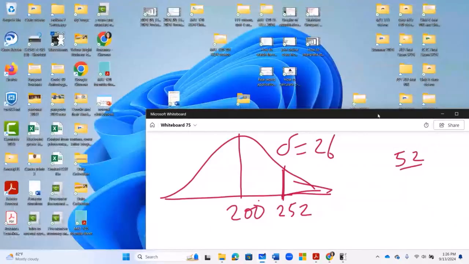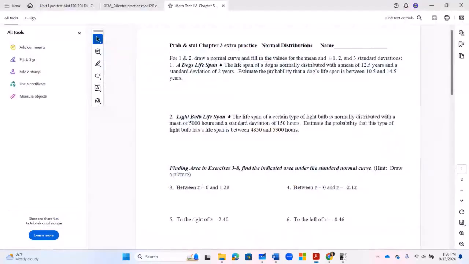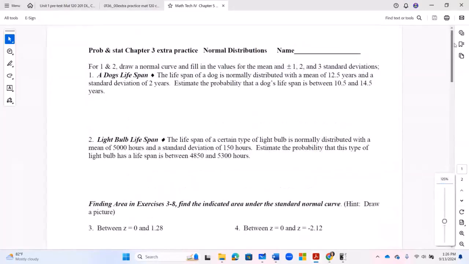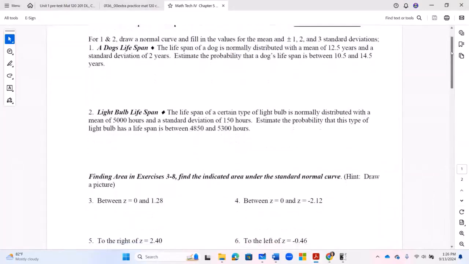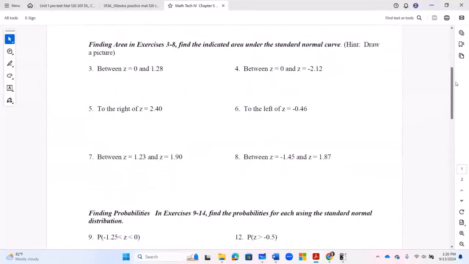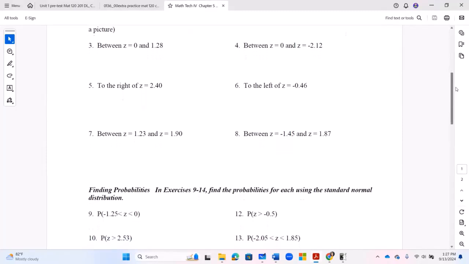All right, so let me get that area under the normal curve. That's the normal curve here, and then I will make it bigger. All right, so let's start from question 3 to 8. Find the indicated area under the standard normal curve. Draw a picture.